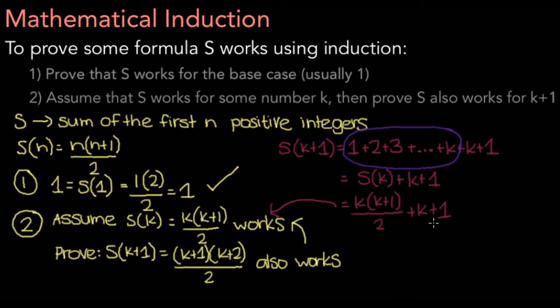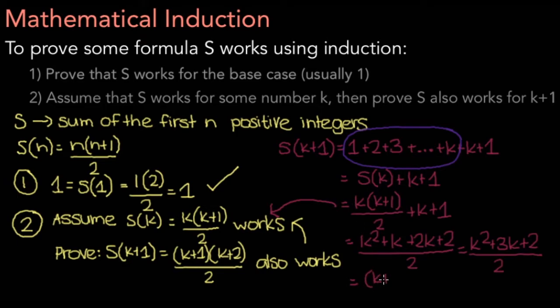and then to this we just add k plus 1. Now I'm going to skip some of the intermediate algebra steps here because I'm running out of space. But if you guys have any questions about these steps, feel free to ask in the comment section below. So what we have here is k squared plus k plus 2k plus 2 over 2, and this is equal to k squared plus 3k plus 2 over 2. If we factor, we get the sum of the first k plus 1 integers is equal to k plus 1 times k plus 2 all over 2.